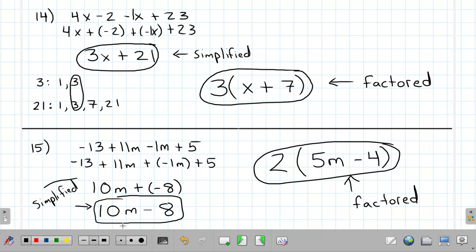So after you get done with the simplification, this is just a test of doing the same things that we've been doing with the last few examples, meaning once you get a simplified version of an expression, you're just trying to find the greatest common factor and divide it out. Okay.